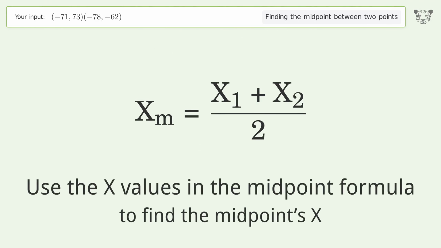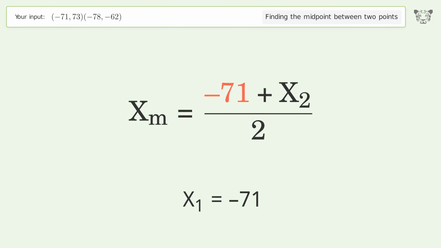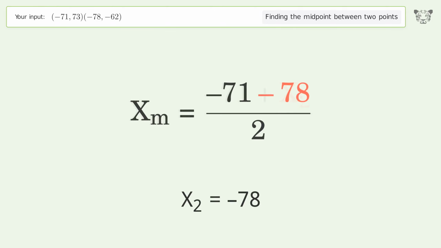Use the x values in the midpoint formula to find the midpoint's x. x1 equals negative 71. x2 equals negative 78. Simplify the arithmetic.